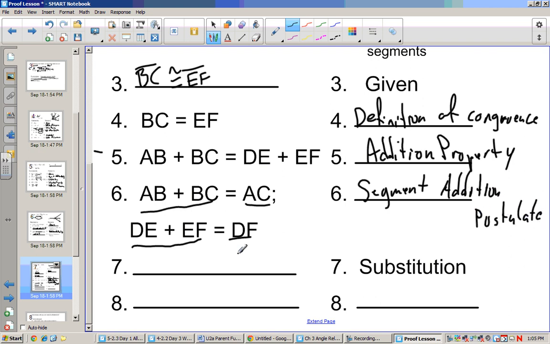So now once we have that, we can know AC is going to be equal to DF by substitution, because we know that these two are equal, and we're just substituting that in there, that in there. So then we can say AC is congruent to DF, and that's the definition of congruence.